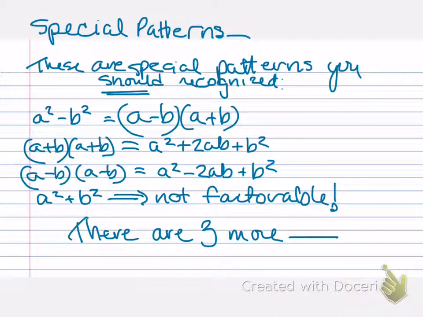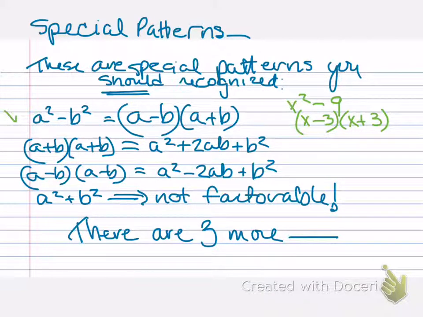So there are some special patterns that at this point you should know and you should be able to recognize. The first one, and one of the most important ones, is a squared minus b squared. A squared minus b squared will always factor to a minus b, a plus b. So if I have x squared minus 9, I should know that that is x minus 3, x plus 3. We talked about these a lot when we were working with imaginary numbers, because that's what we use to find the conjugate to get rid of the imaginary part.